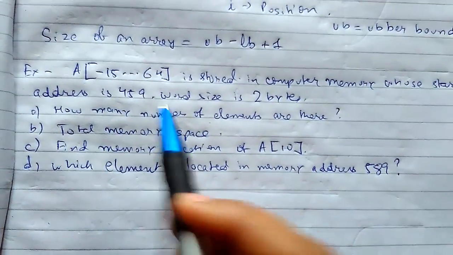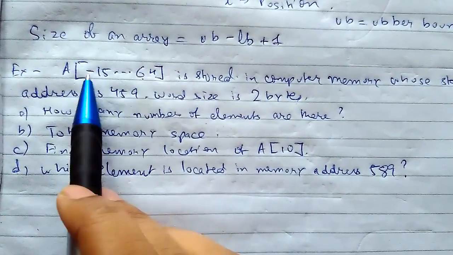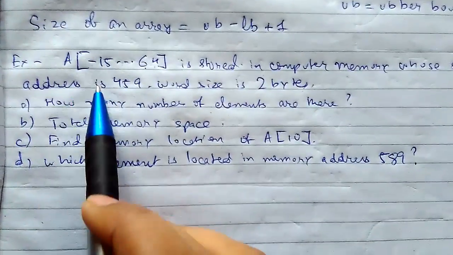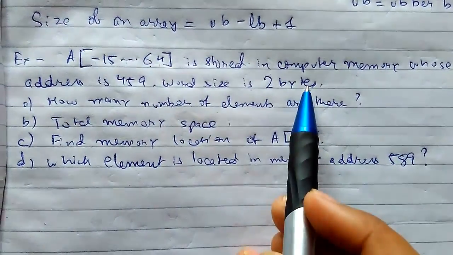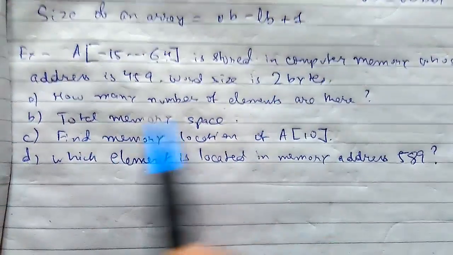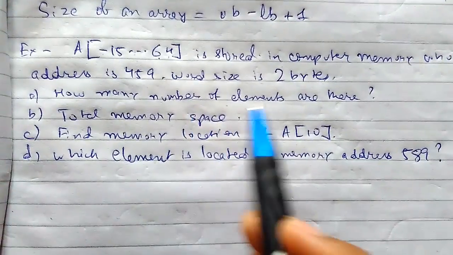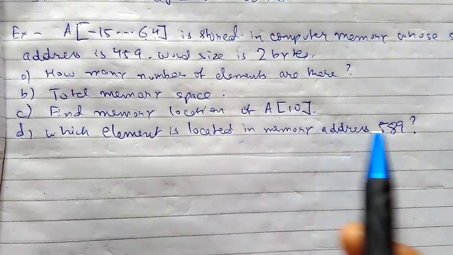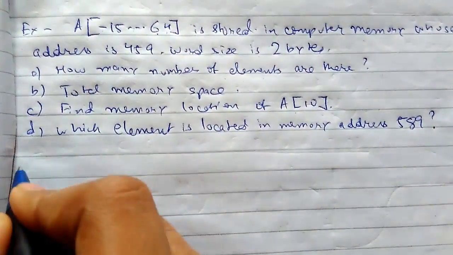So this is the question. An array declared from minus 15 to 64 is stored in computer memory whose starting address is 459, and the word size is 2 bytes. You need to find the number of elements, that is the size, the total memory space occupied by the array, the memory location of A10, and which element is located in memory at 589. So we will do the first.